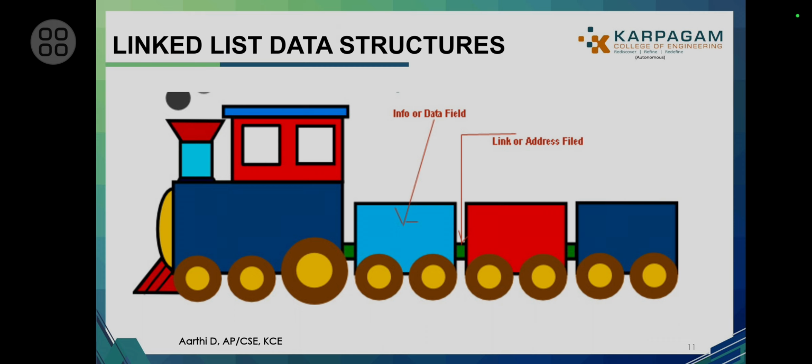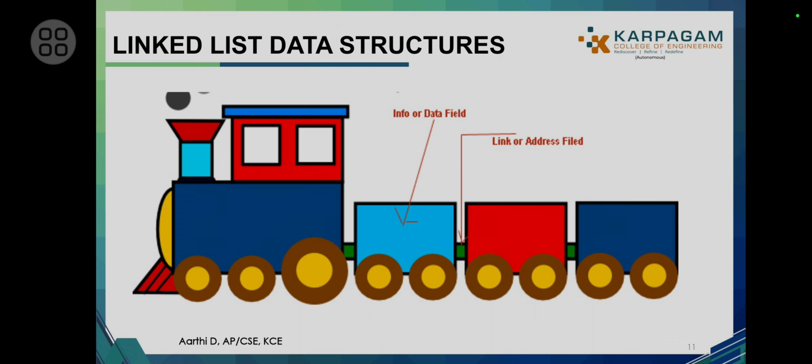What your compartment will consist of is some people, right? Consider these people to be your data or information content. So the compartment will consist of data. That compartment is linked to another compartment with the help of chains.